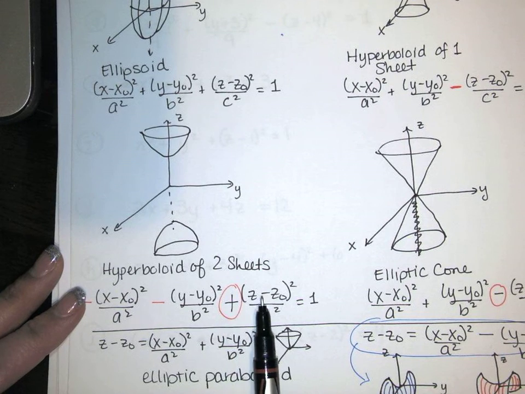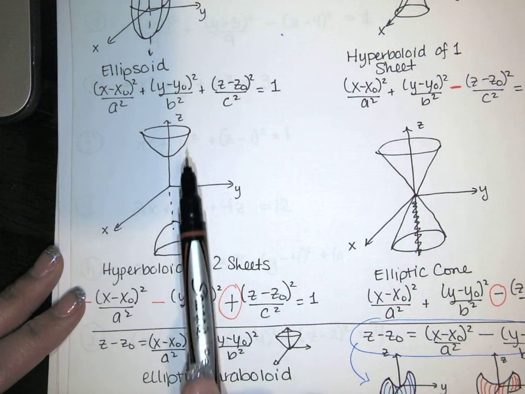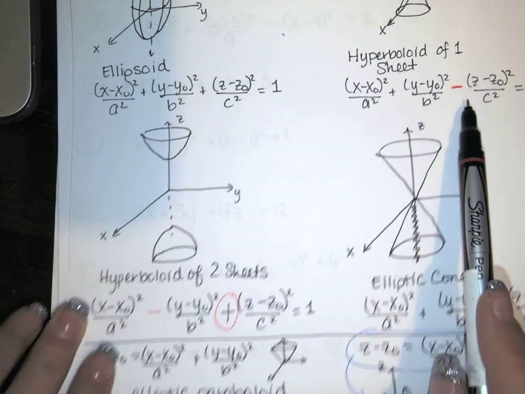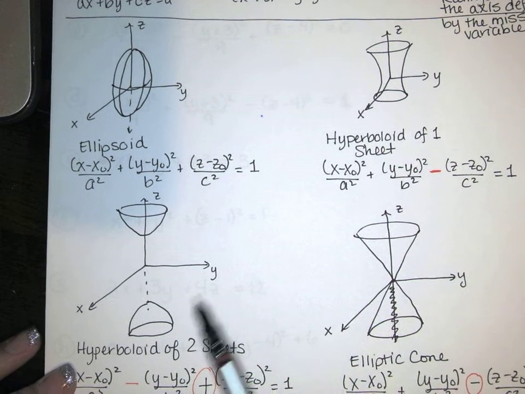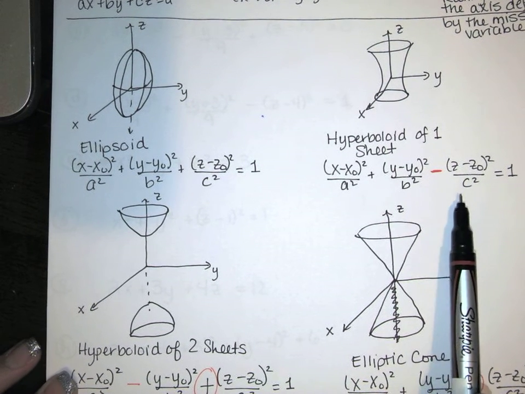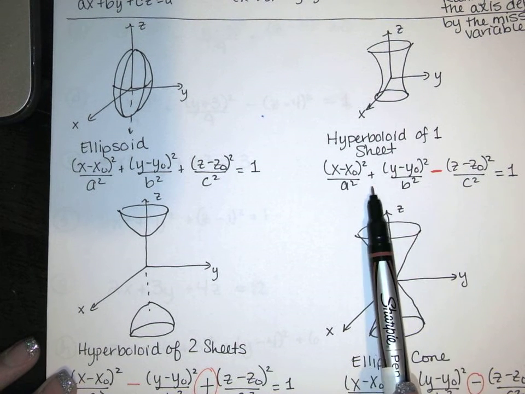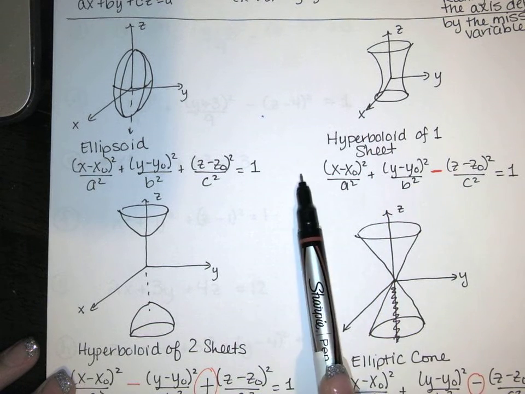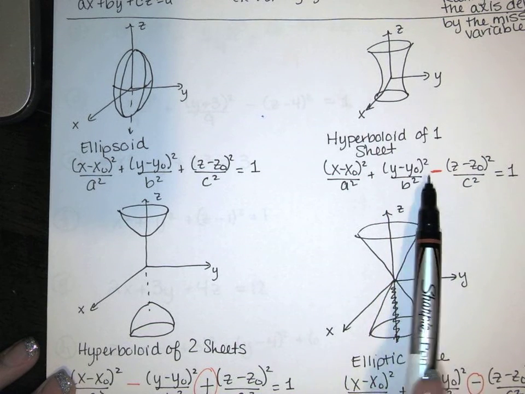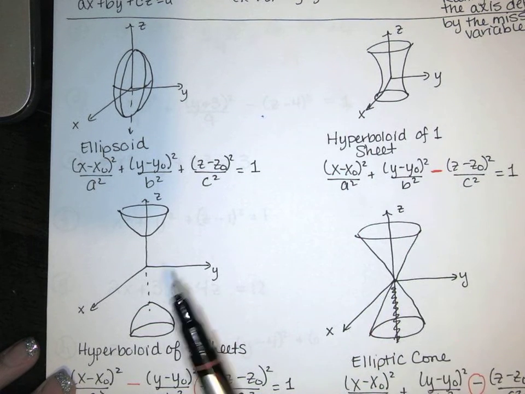Since the positive is on the z term, it opens in the z direction. Over here, since the negative is on the z term, it's the one that doesn't match the other ones, it opens in the z direction. Now we could change that negative. The y could be negative instead of the z, and then it would open in the y direction instead. Or the x could be negative instead of the z, and it would open in the x direction.